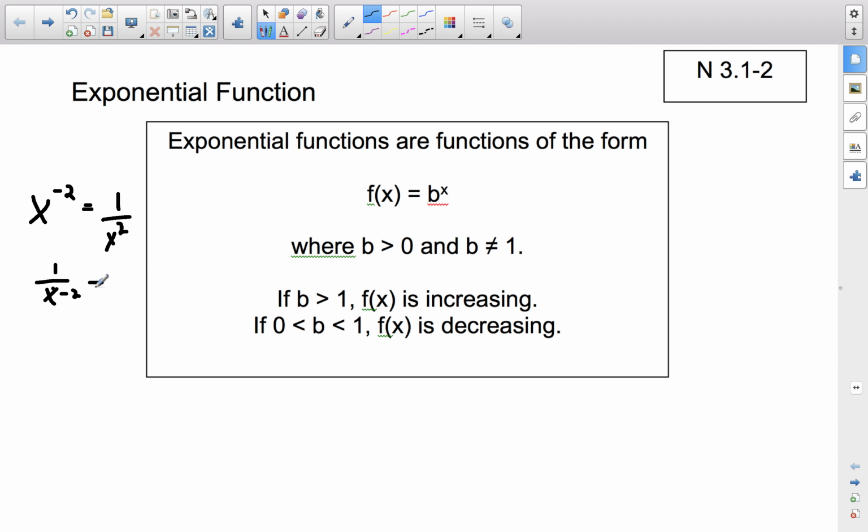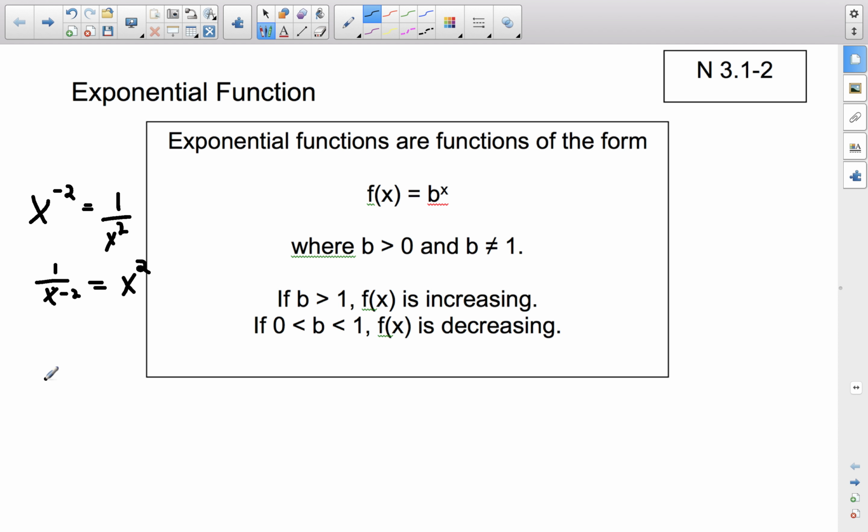So just some reminders. You should know your exponent rules. When you multiply, you add the exponents. When you take a power to a power, you multiply. When you divide, you subtract. Anything to the 0 is 1, except 0. Anyway, so that's just kind of a recap.